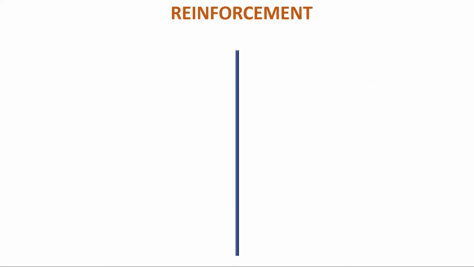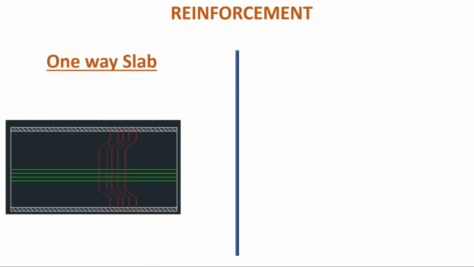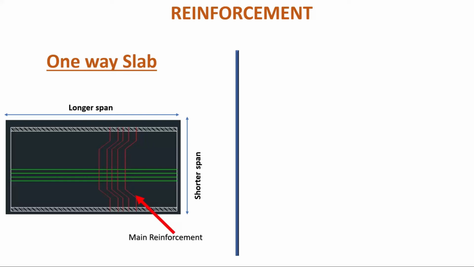Reinforcement. One-way slab. A one-way slab is supported by beams or walls on two opposite sides, that is along the longer span direction. And while bending, it will bend along only one direction, and that is along the shorter span direction. Hence, to counteract this bending, we are providing main reinforcement with cranks along the shorter span direction. Along the longer span, we are providing distribution reinforcement.